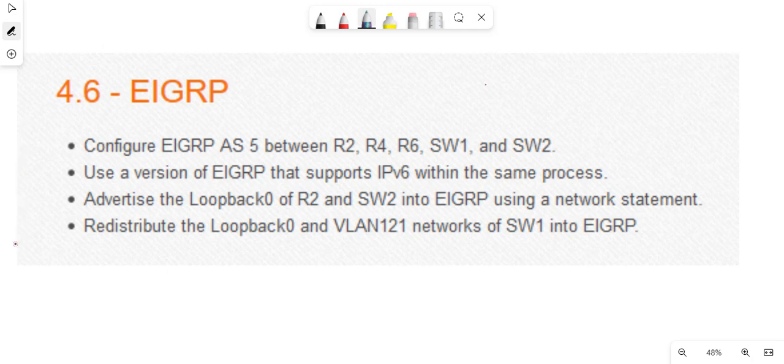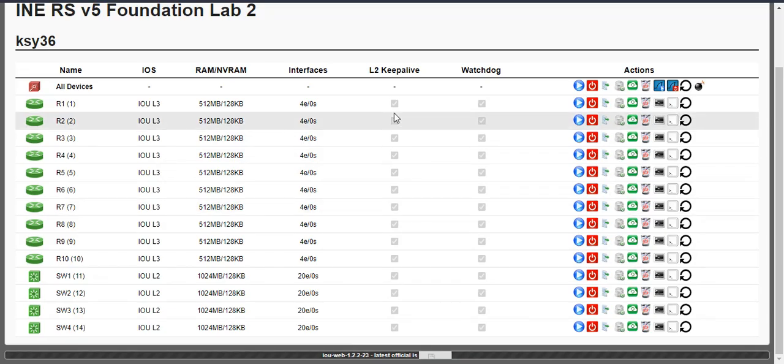Hello, this is INE Foundation Lab 2, section 4.6 EIGRP. Configure EIGRP AS number 5 between switch 1 and switch 2. Okay.